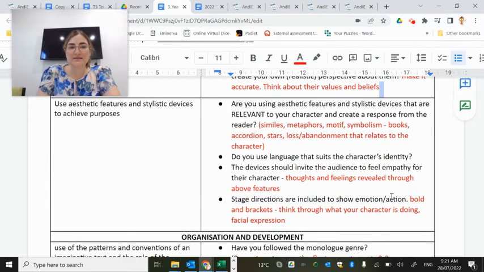Right, so the next one is aesthetic features and stylistic devices. These are important and you need to make sure they're relevant to the character. So Rudy's not going to be talking in really complex similes and metaphors. He might be using simple idioms like, I wish Liesel would get to the point.